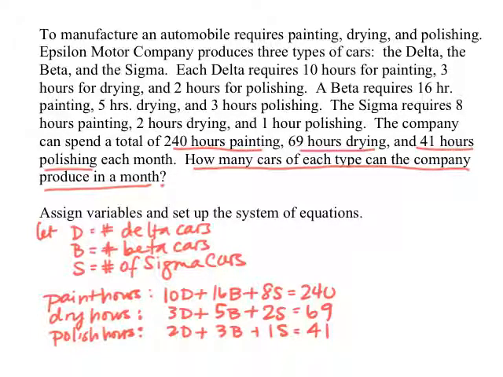Likewise, your beta, we got 16 hours painting, 5 hours drying, 3 hours polishing. And your sigma, 8 hours painting, 2 hours drying, and 1 hour polishing. Now that we have the system of equations, we can solve this using regular system of equation methods like elimination or row operations that we learned before.